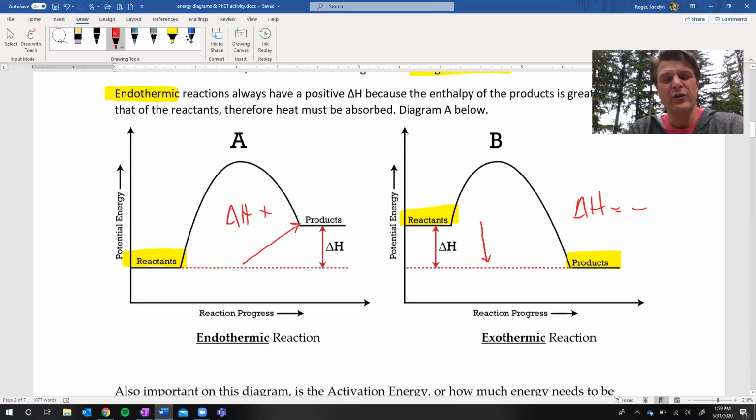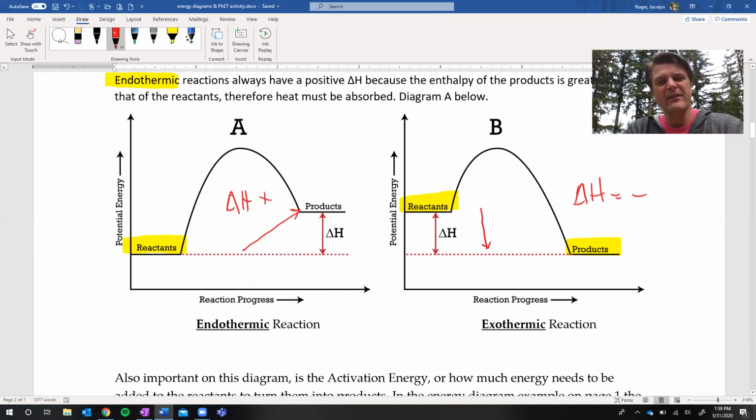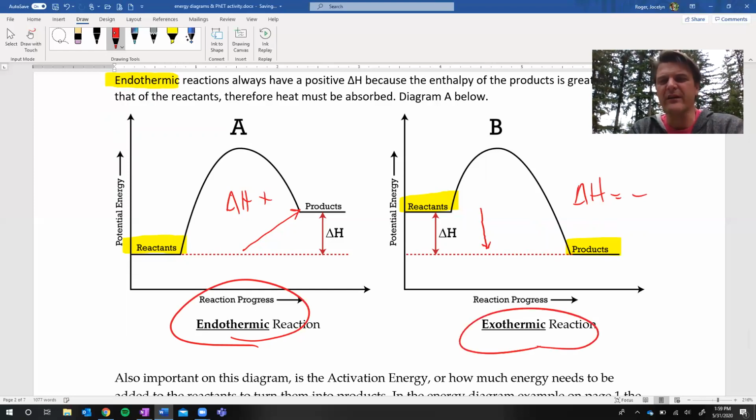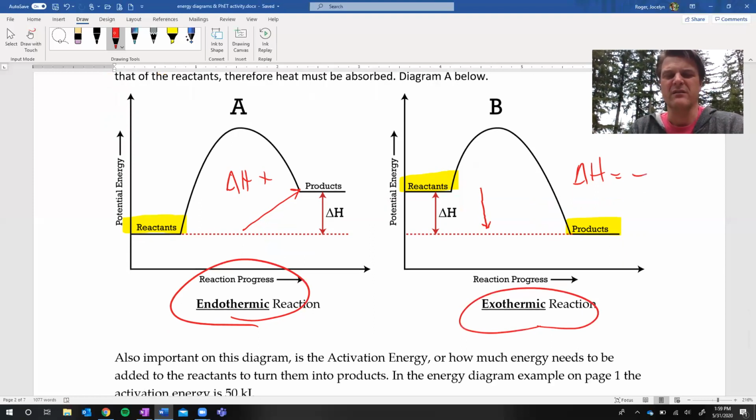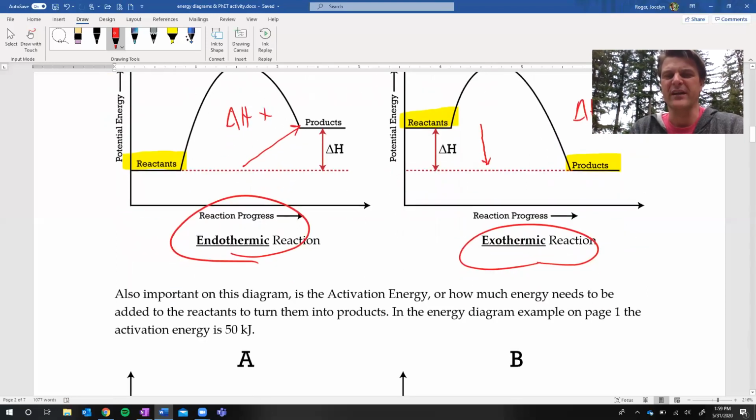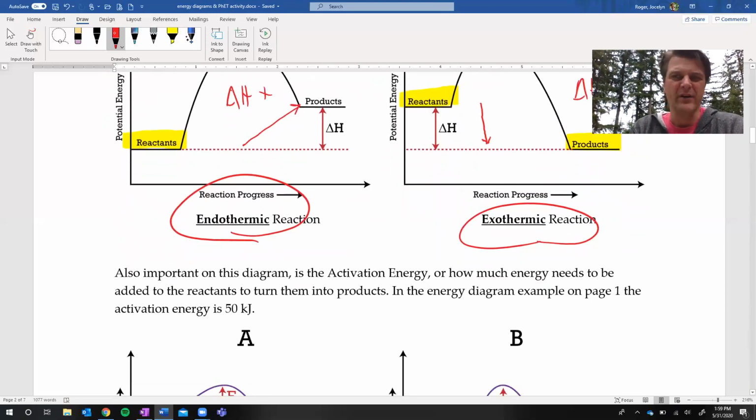So whenever you get a diagram like this and you need to identify if the reaction is endothermic or exothermic, just look at the reactants and products. If the products are higher, it's going to be endothermic, like in diagram A. And if the products are lower, it's going to be exothermic, like in diagram B. Remember that the equation is always products minus reactants, right? And that is the equation for your delta H, products minus reactants.